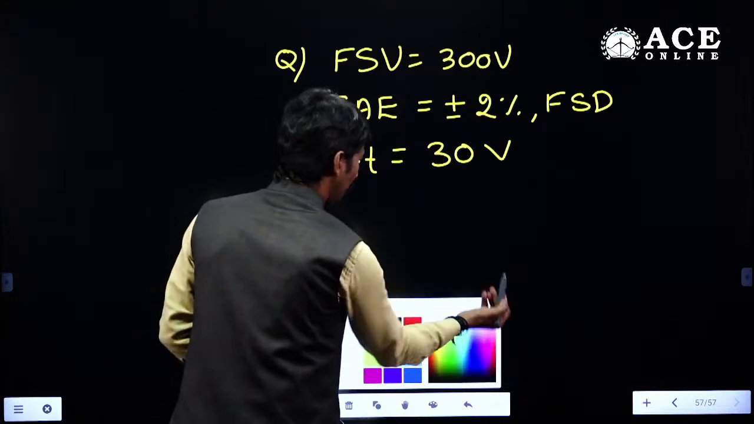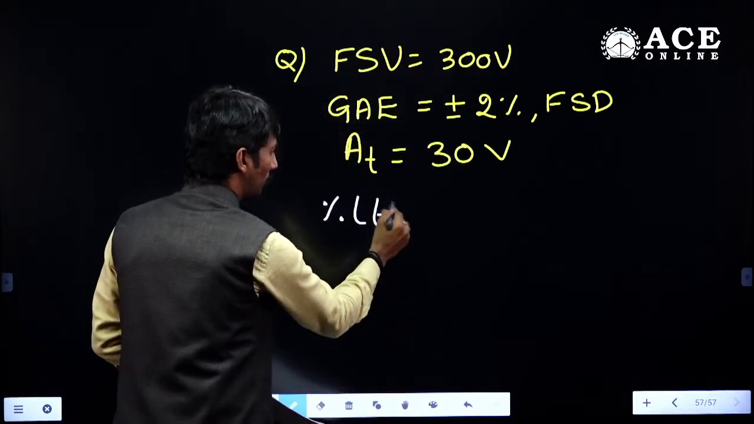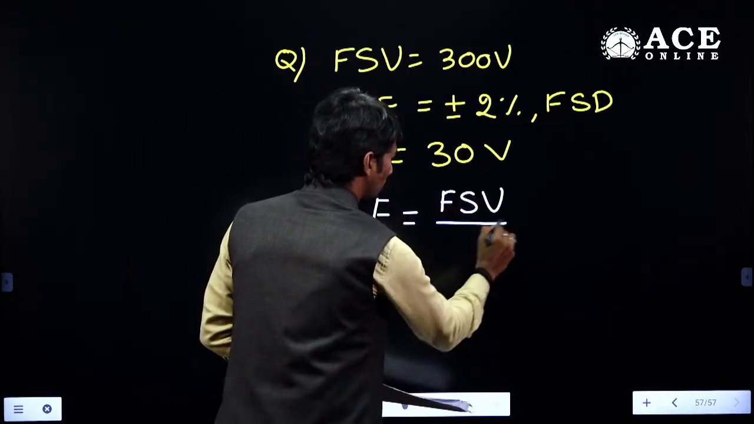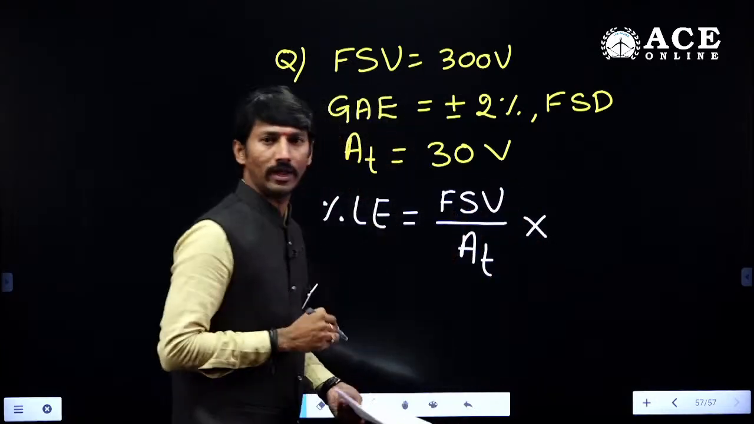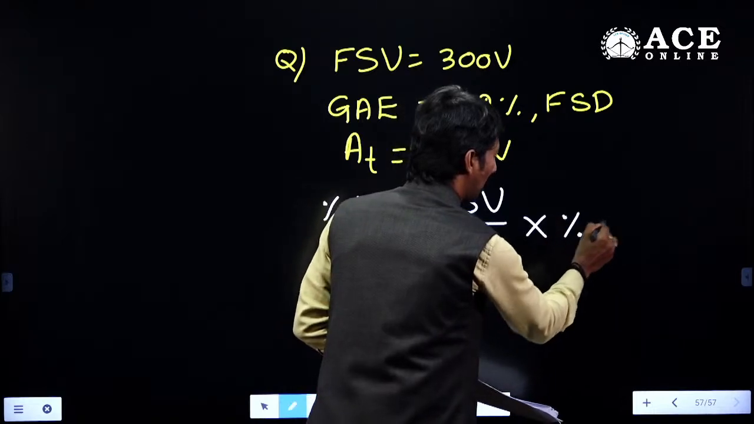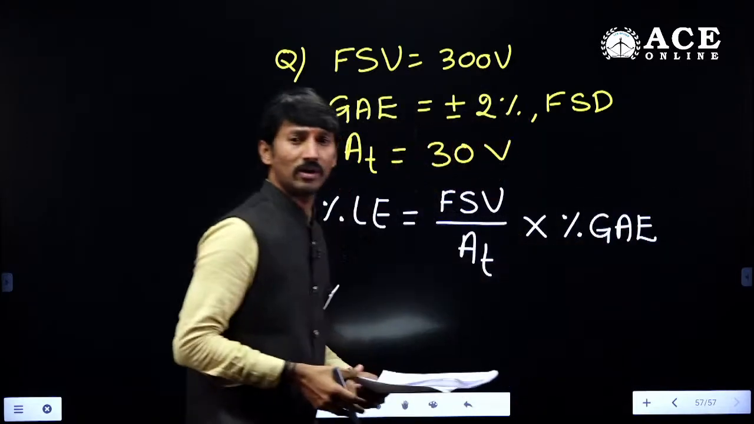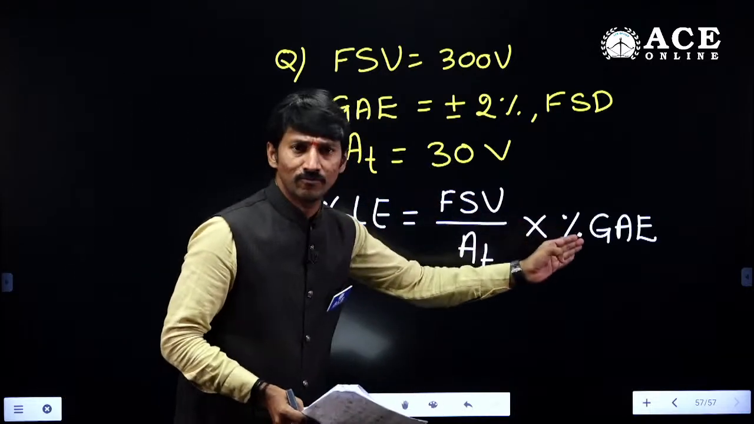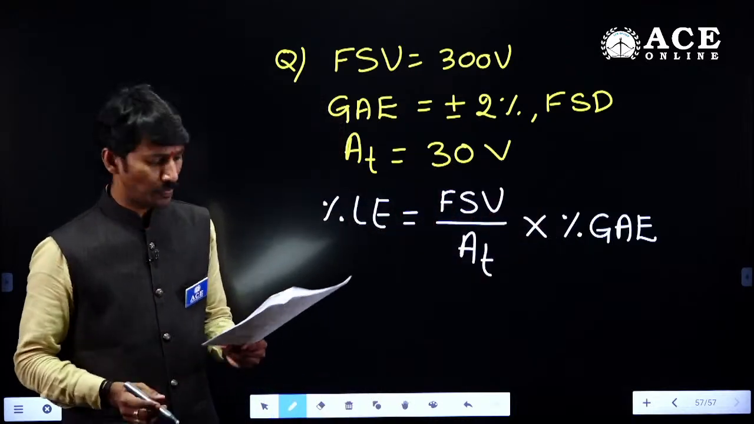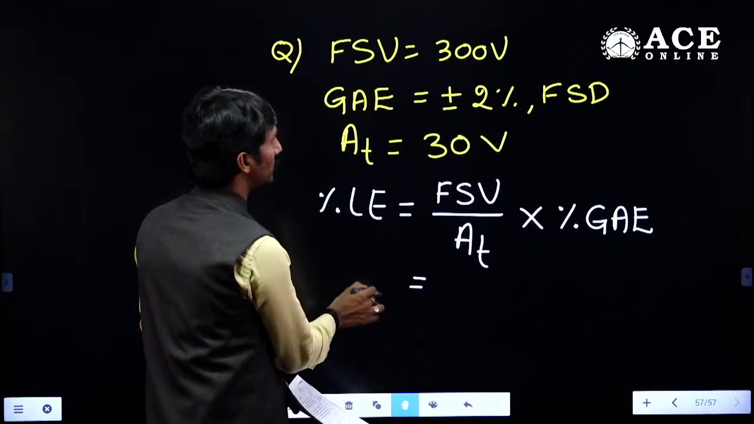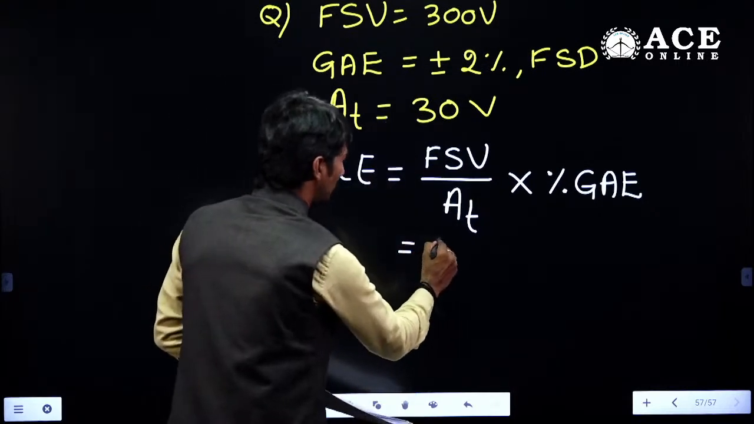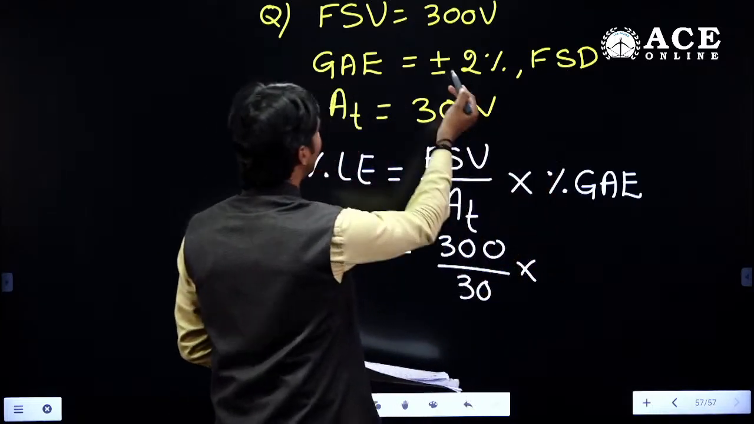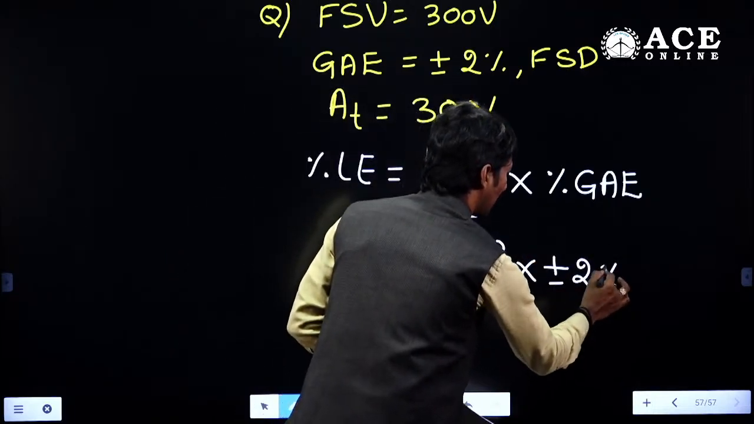Here the percentage limiting error is equal to the direct formula: full scale value by true value into percentage guaranteed accuracy error. This is the general formula, and I told you already that very popular questions are possible based on it. Yes, a question based on the same formula is given in this paper also. The full scale value here is 300 by true value 30 into percentage guaranteed accuracy error, plus or minus 2%.